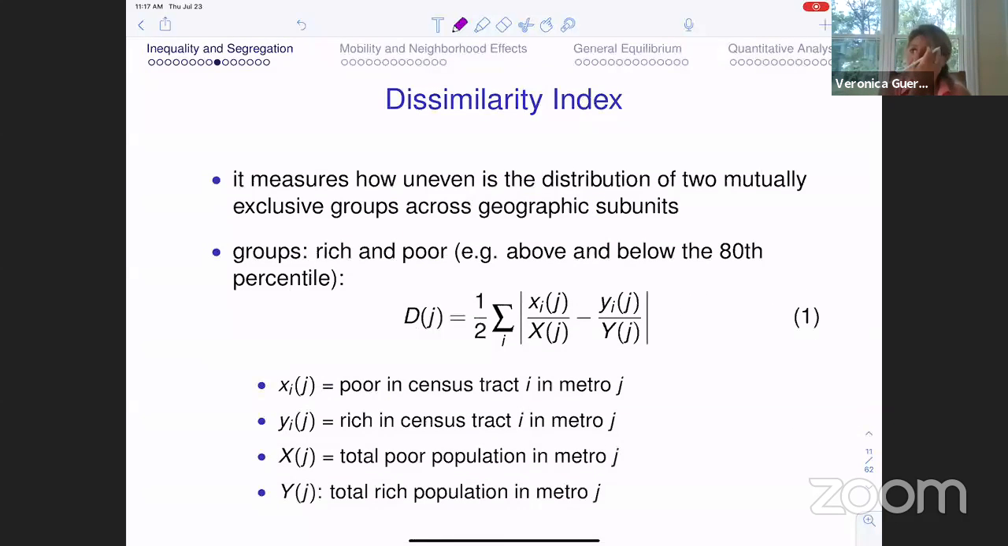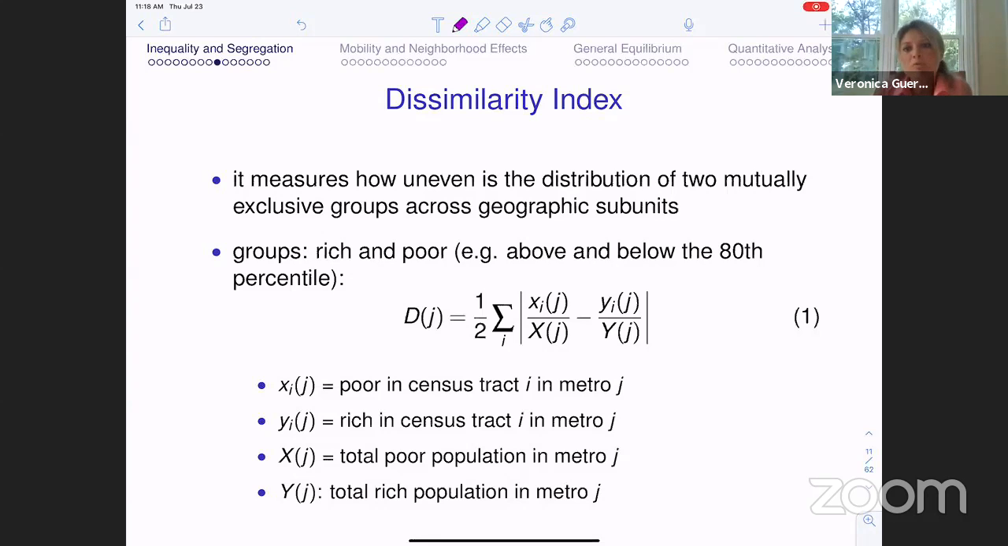So let me explain what the dissimilarity index is, which I'm going to use as my baseline measure of segregation. The dissimilarity index measures how uneven the distribution of two mutually exclusive groups is across geographic subunits. As I mentioned before, as geographic subunits, I use the census tract. And as the two groups here, because I'm interested in income, I'm going to think about the rich and the poor. So the question is how unevenly rich and poor are distributed across census tracts within a metro area.